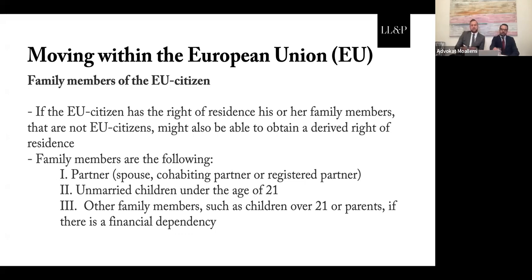And it can be other family members. It can be children over 21 or maybe grandparents and so on. But you need a financial dependency. I cannot explain today exactly what that is because it's complicated, it's individual, and it's hard to prove and obtain the right of residence this way. But when we talk about the core family, as Umid talked about before, then that's the partner and unmarried children under the age of 21.